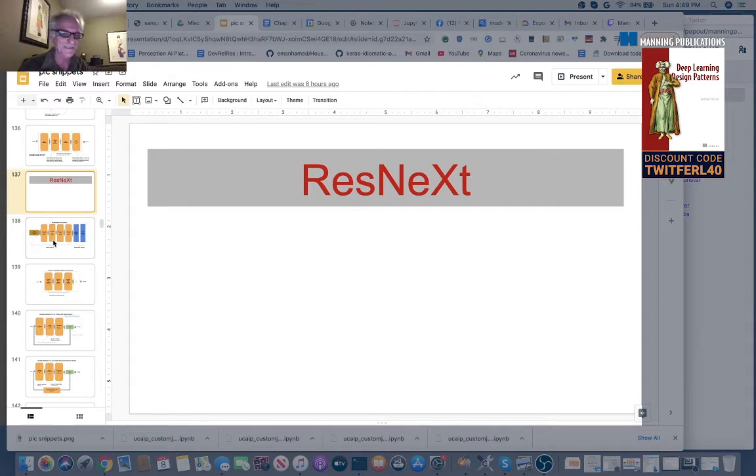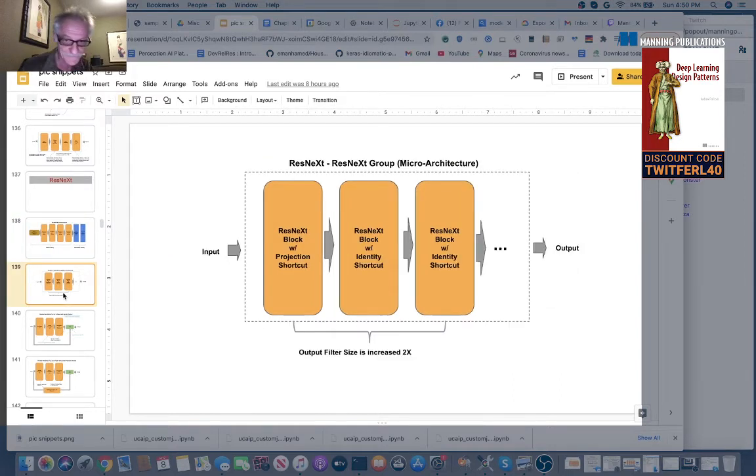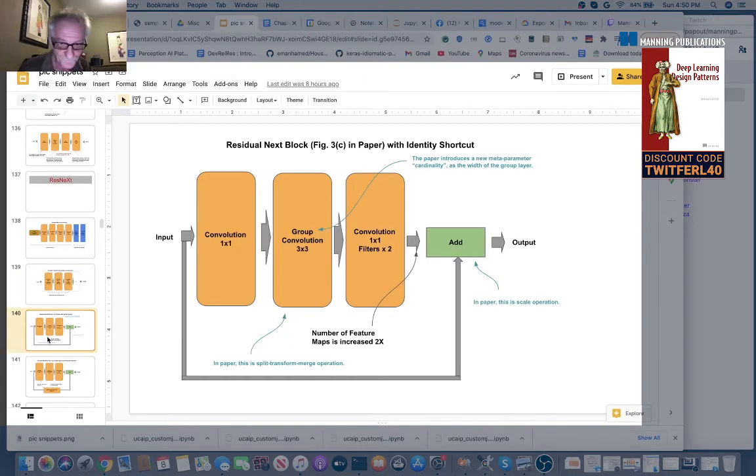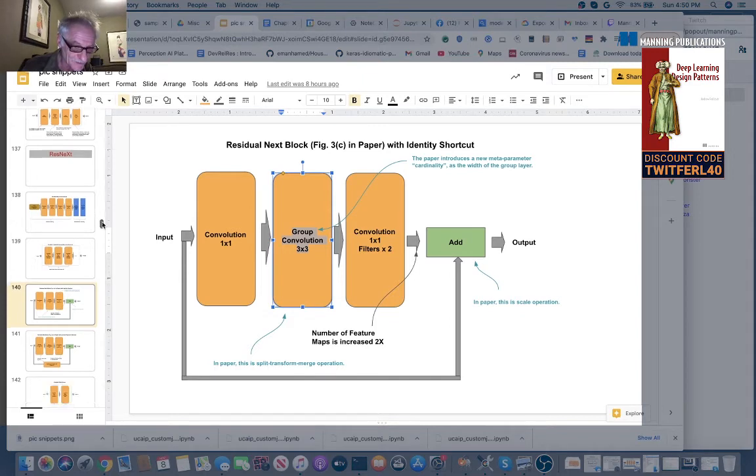ResNext was sort of the next extension to ResNet. It was almost entirely the same. Conceptually, it's the same architecture, but instead of residual groups, they're residual next groups. Everything else is the same, the construction of their groups was the same. What changed was a single modification to the bottleneck residual blocks. If you remember in ResNet, we had 1 by 1, 3 by 3, 1 by 1. The 3 by 3 was in ResNet a normal convolution, and they replaced it with a group convolution. I'll go over in a minute what that looks like.